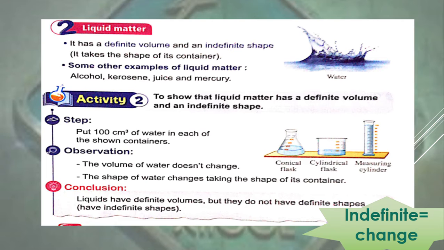What about the shape? The shape changes. So, it's called indefinite. Change means indefinite. It means liquid has indefinite shape and definite volume. Liquids take the shape of their containers, but they have definite volume.